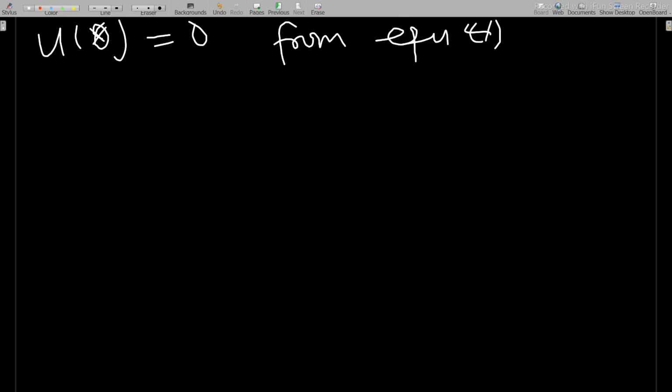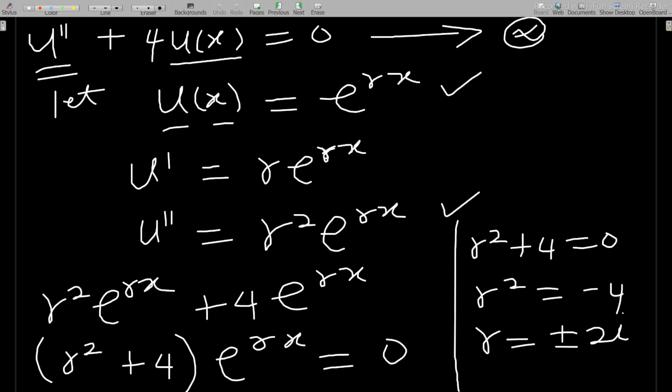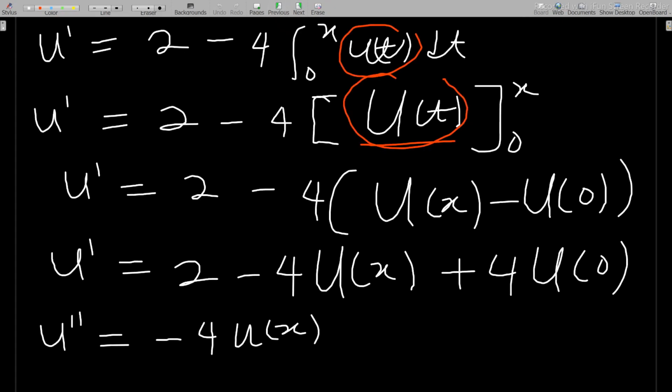Then let's go to equation 2 and see. Which one is our equation 2? That is equation 2. Let me call this one equation 2, okay? And find u prime of 0.